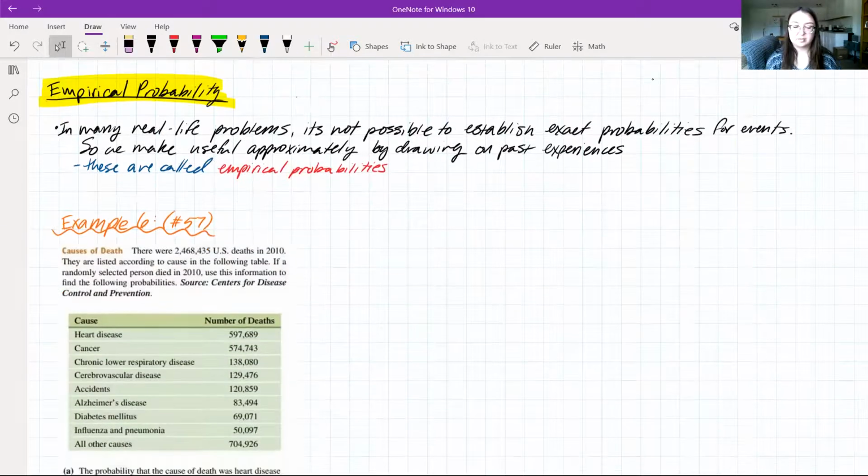Then we can go on into our empirical probability. In many real-life problems, it's not possible to establish exact probabilities for events. So we're going to make useful approximations by drawing on past experiences, and these are called empirical probabilities. As we know, life in itself is just messy. Not everything is going to be in perfect numbers and values all the time. So a lot of times we use empirical probability to think, okay, what was the percentage in the past? And we're going to assume that this will be the percentage, the probability, in the future.